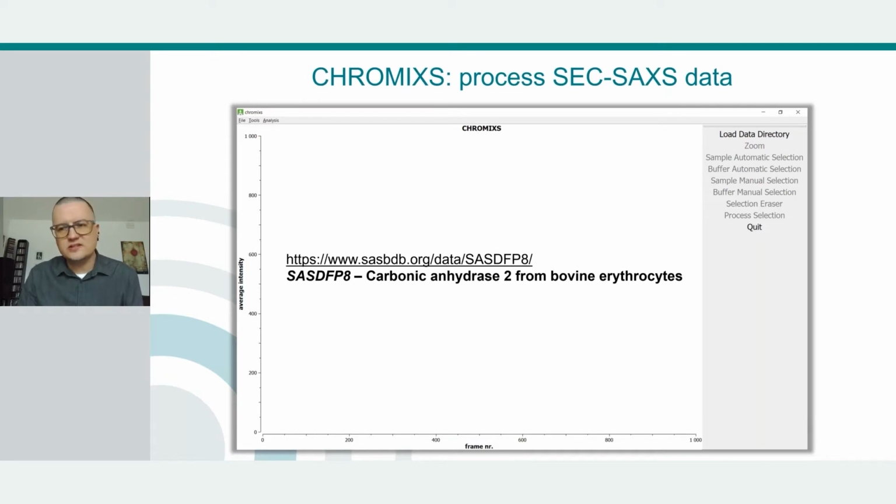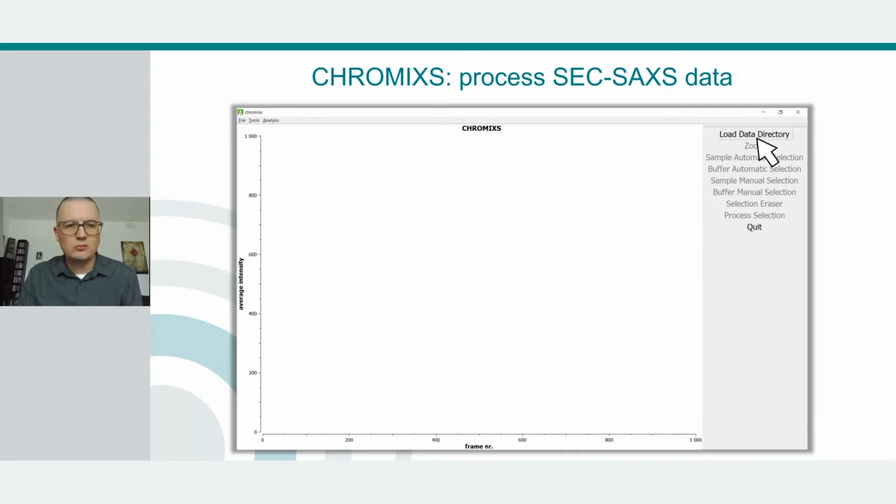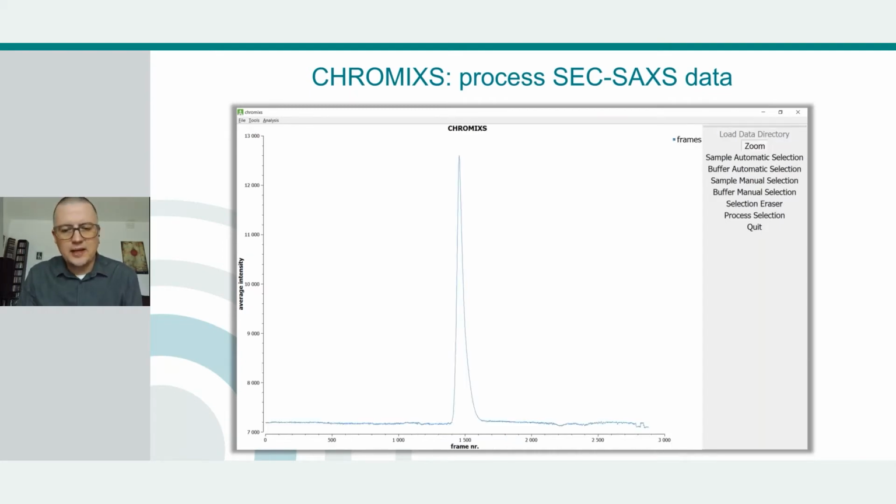The easiest is to load this data in the program called CHROMIXS. Once you load this data, it will be very quickly processed into an elution profile. What you see now is the scattering intensity from a small angle range of each frame, plotted frame by frame. It immediately tells you a lot about your sample. For example, one can see that the background is fairly stable and that this was a monodisperse solution.